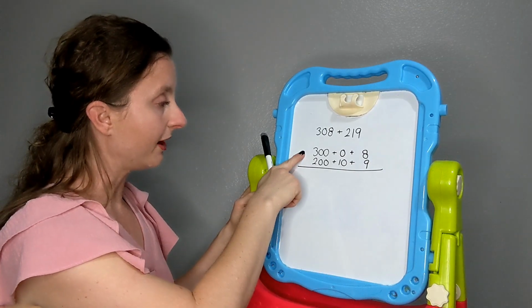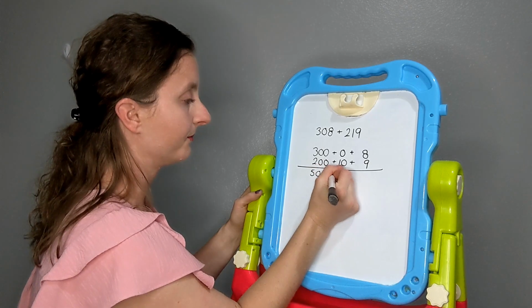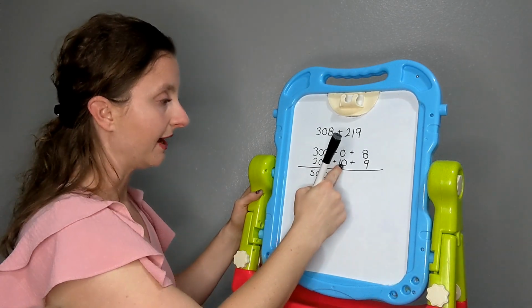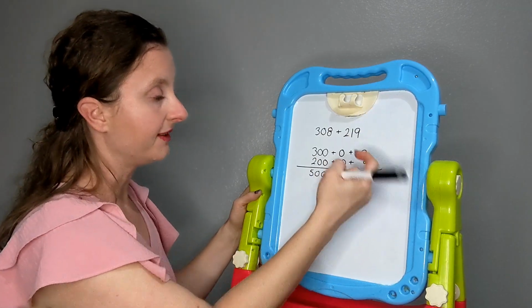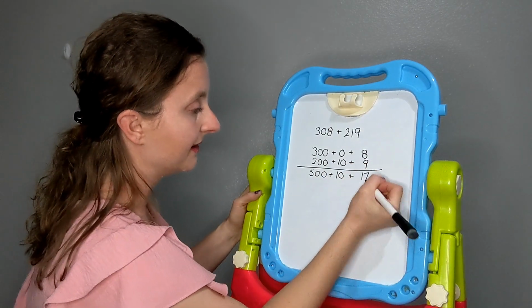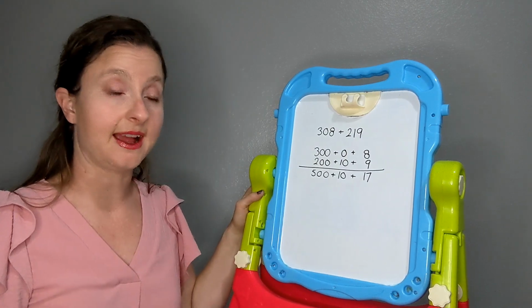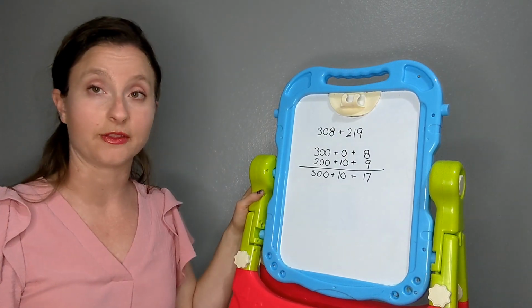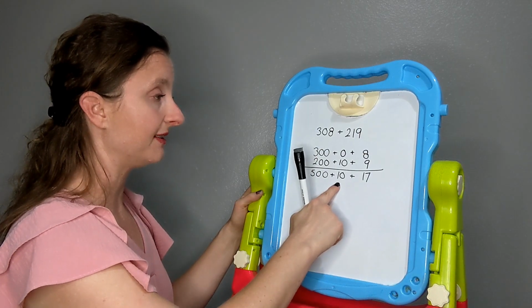I'm going to start with my hundreds. 300 plus 200 equals 500. I'm going to add 10 and 0 to get 10. 9 plus 8 equals 17. So now this is a case where I would need to stack and add or use the standard algorithm to show that I'm going to have to add something to my tens place.